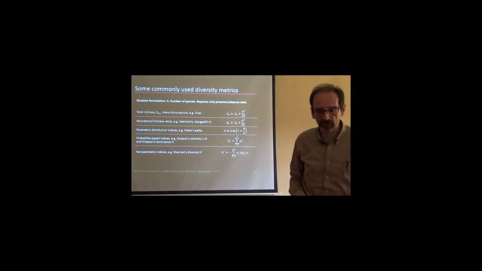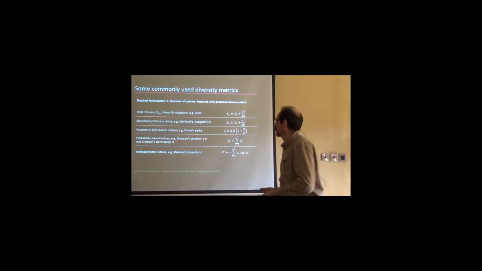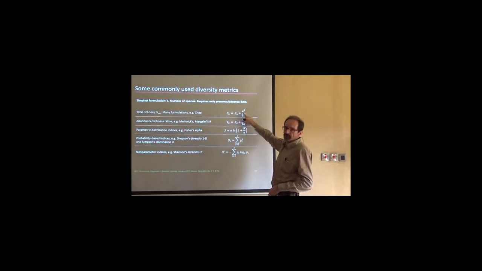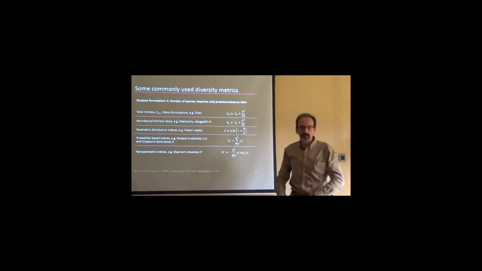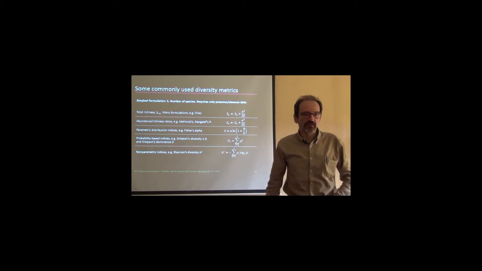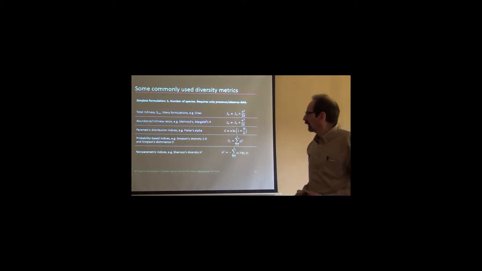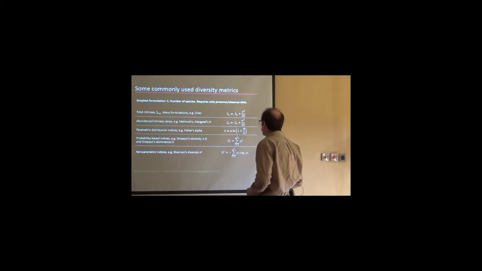That's what Chao formalized in the expected species number, S_exp, which is the observed species number plus a squared, which is the number of species represented by one single occurrence, or one single individual, divided by 2b, where b are the number of species that are represented by two individuals. We have some very simple relationships.